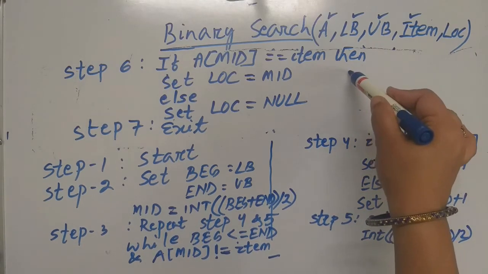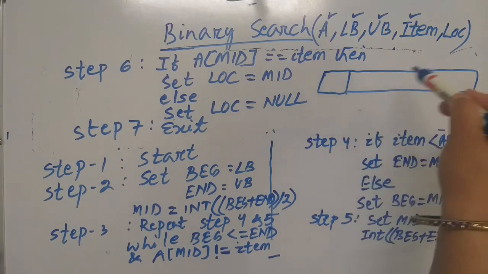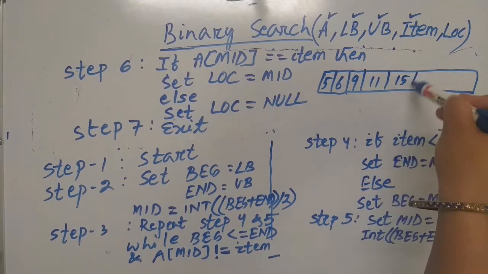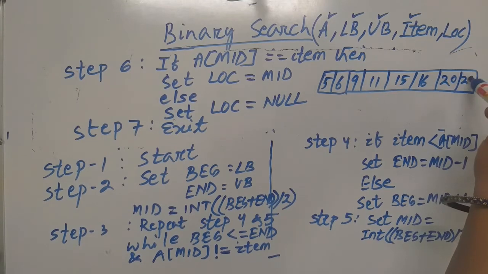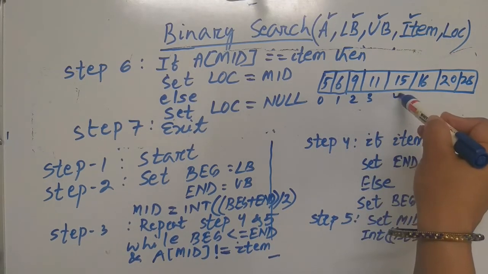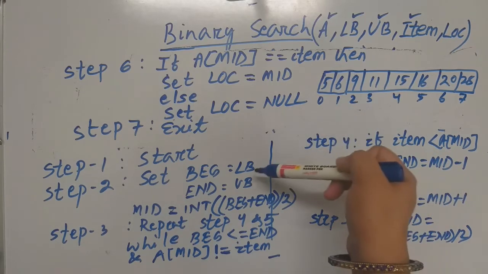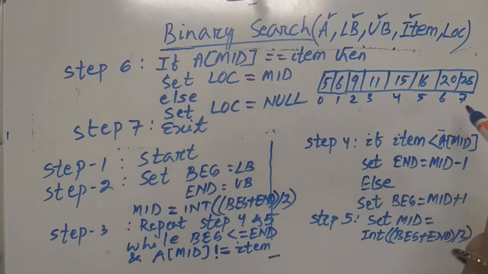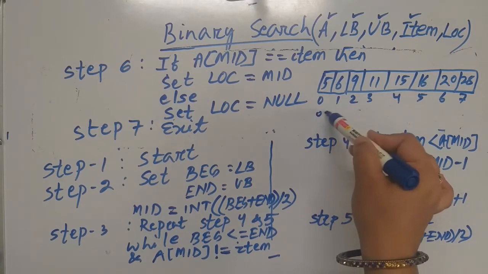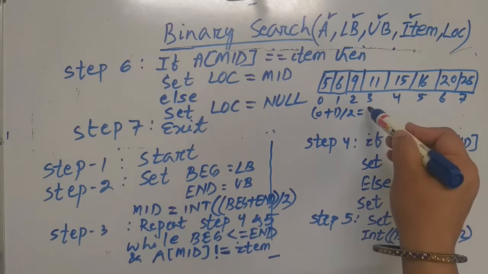So here I explain this once again with one simple example. This is one list, which I expand here: 5, 6, 9, 11, 15, 16, 20, 28. Suppose this is the list, the name of the array is A, and the indices are 0, 1, 2, 3, 4, 5, 6 and 7. We start our algorithm, writing the lower bound, which is 0, and the upper bound, which is end. We find the mid position, which is lower plus upper divided by 2, which is 0 plus 7 divided by 2, giving 3.5, and as it is an integer, we take 3.